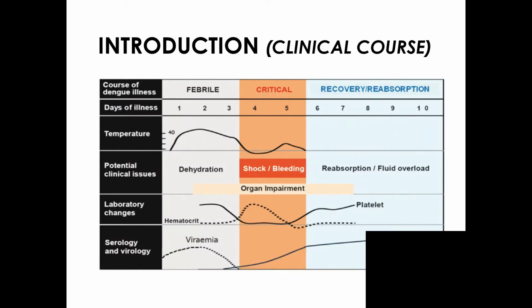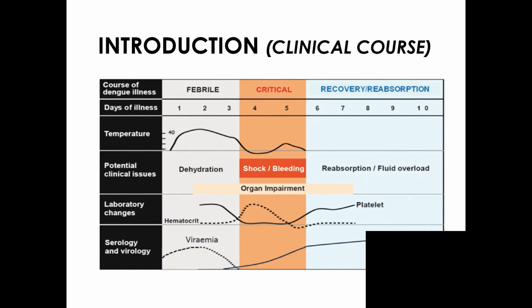Moving on to clinical course of dengue, it is divided into three phases: the febrile, critical, and recovery or reabsorption phase. During the febrile phase, patients usually present with fever and are also accompanied with symptoms such as generalized body ache, facial flushing, rash, vomiting, and headache. The earliest laboratory changes seen are usually a progressive reduction in total white count, followed by platelet reduction.